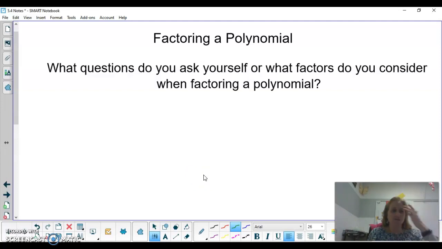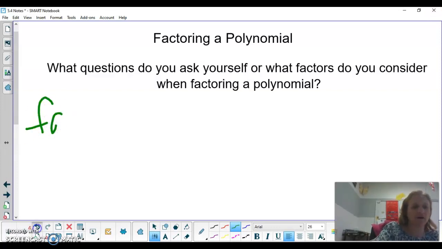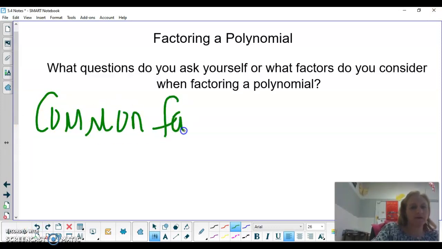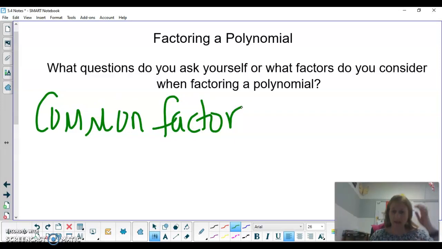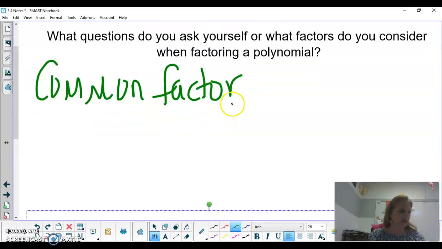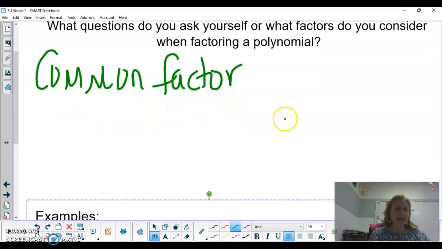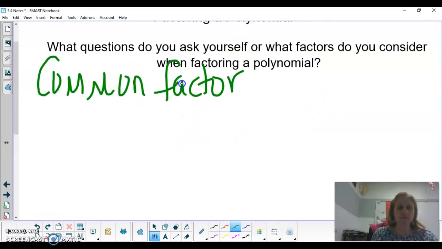But what you're going to ask yourself is, what is the first thing that you look for? I know it's not a binomial or if it's a trinomial or anything. It's, can you factor out a common factor? So that's the first thing you're looking for, a common factor. Okay, that's the first thing you look for. Let's get that out. But when you're factoring, bring that along. Everything you factor out needs to be brought along to your final answer.